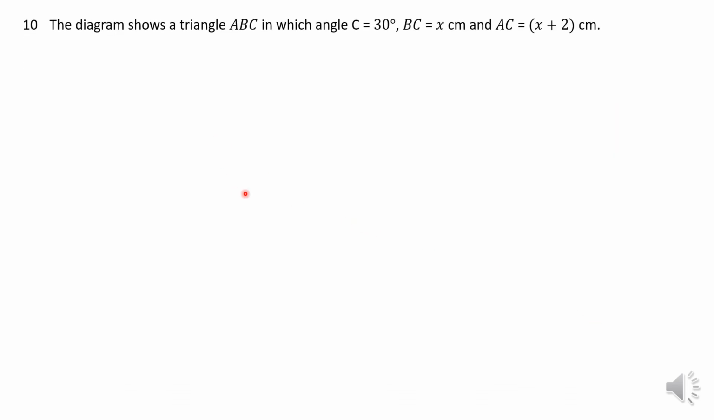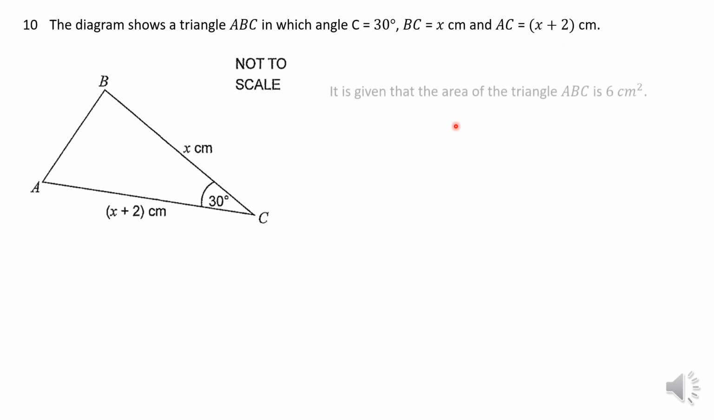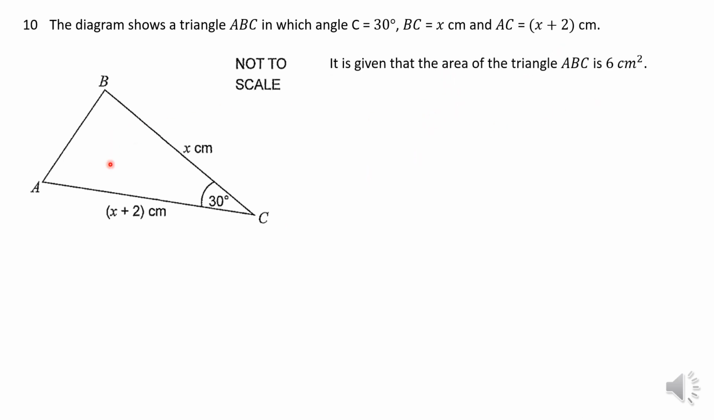Question 10. The diagram shows a triangle ABC. So let me bring that triangle. Here's a triangle. As you can see, BC is x centimeters, and angle ACB, this angle here, is 30 degrees, and AC is the expression x plus 2. You are told that the area of this triangle is 6 square centimeters. So we have to show that x is equal to 4.